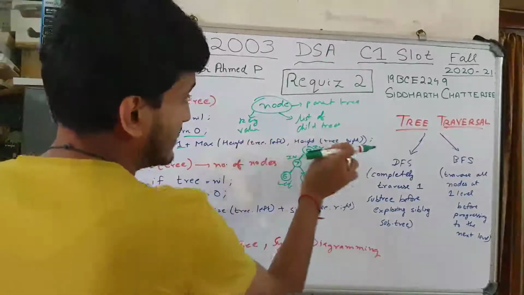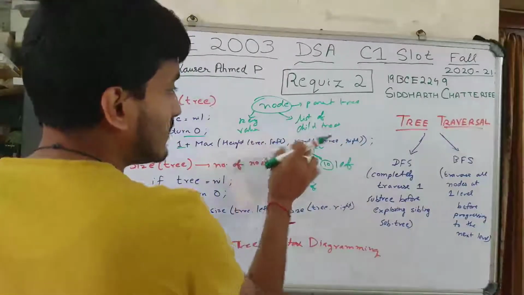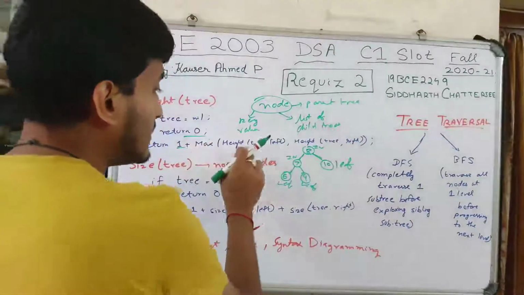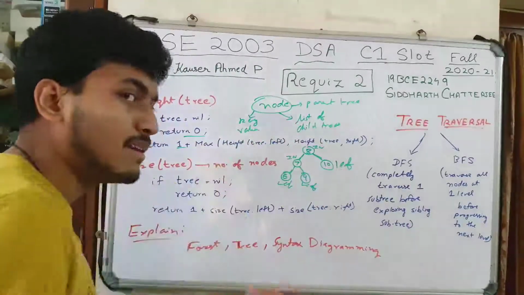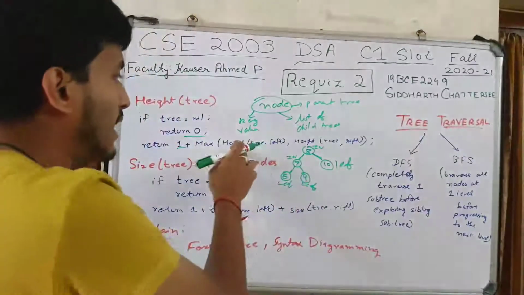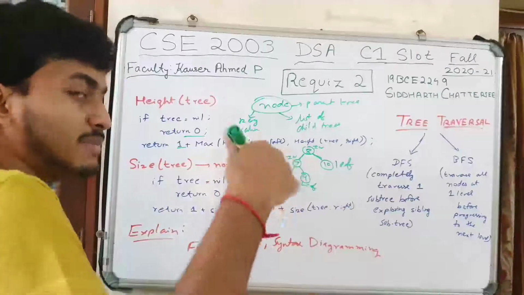If this is 5 and this is 6, then it will return 6. If this is 7 and this is 8, it will return 8. If this is 8 and this is 7, it will still return 8. It does not matter which one is higher, it takes the larger height.